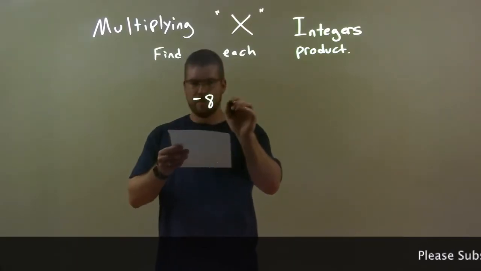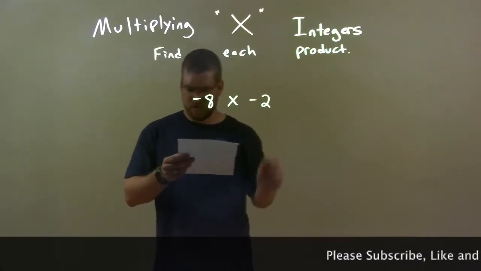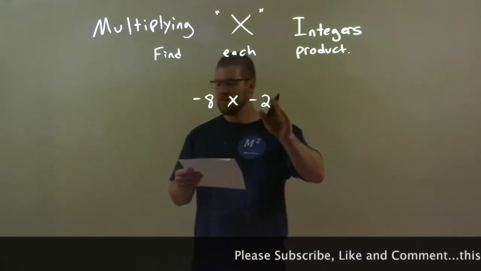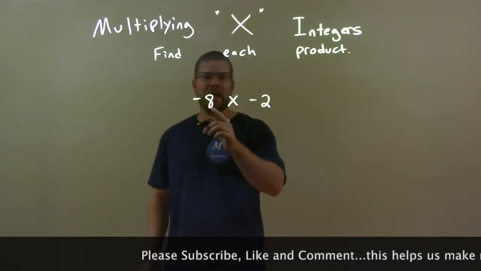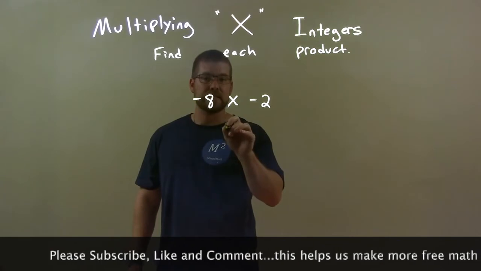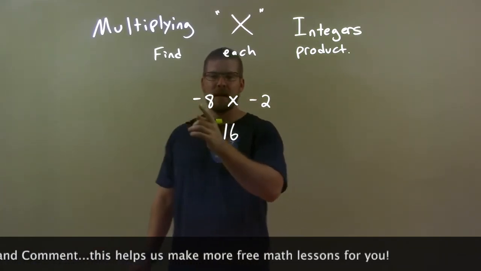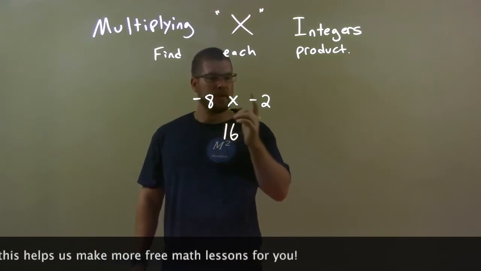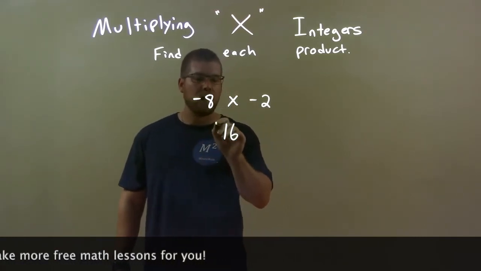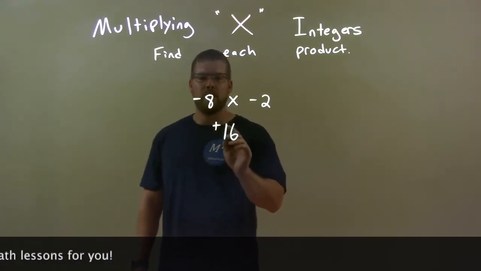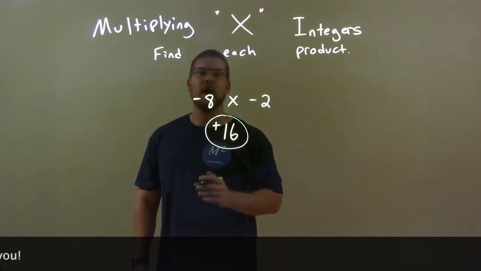Negative 8 times a negative 2. Well, we know that 8 times 2 is 16. Okay, so ignore the negatives first. Then we know we have a negative times a negative. Negative times a negative is always a positive. Okay, so combine the two facts. Final answer, it's a positive 16.